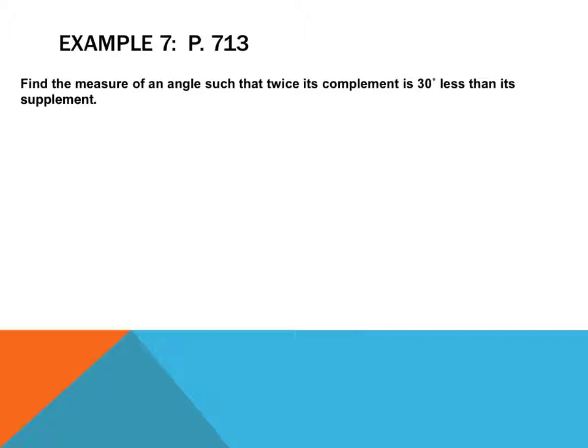Find the measure of an angle such that twice its complement is 30 less than its supplement. Okay, so twice its complement. Remember when we see the word complement, that means 90 minus x. That tells me equals, and twice means times 2. So twice its complement is 30 degrees less than, so less than switches, so it's going to be something minus 30. Its supplement, and supplement was 180 minus x.